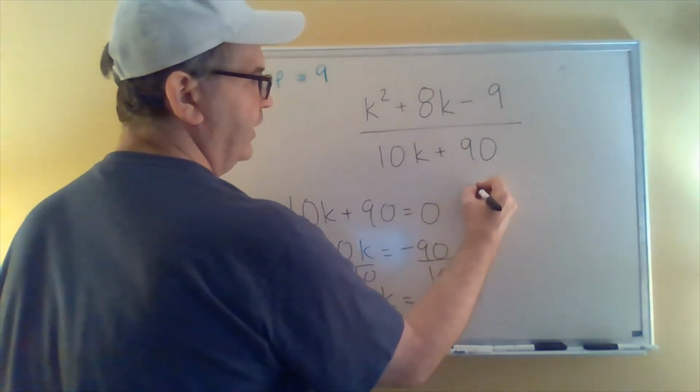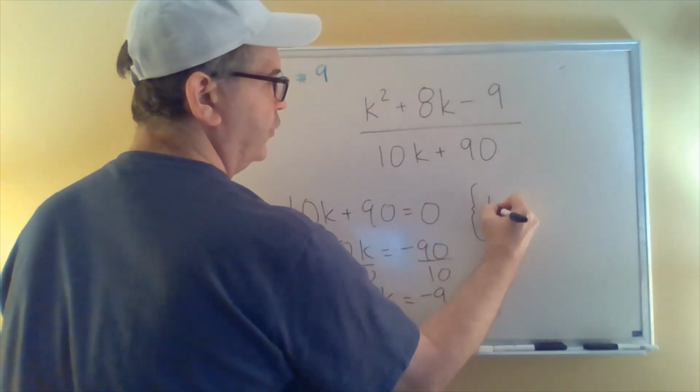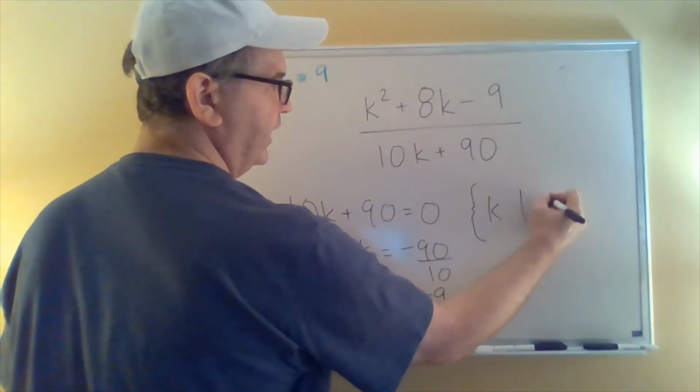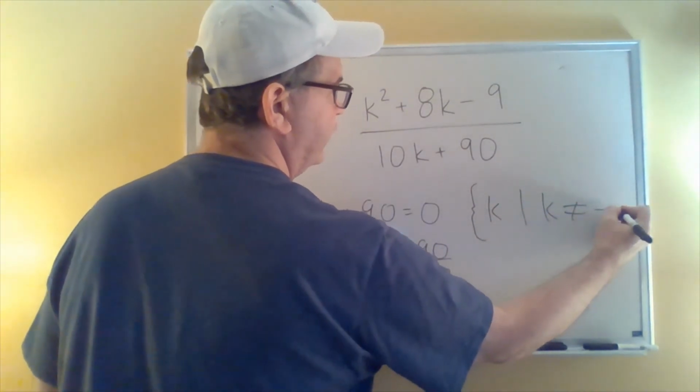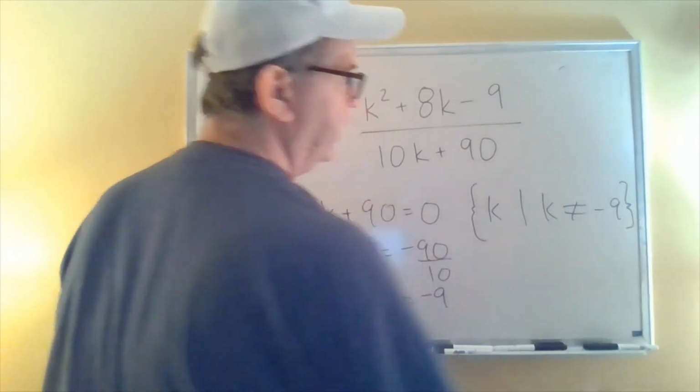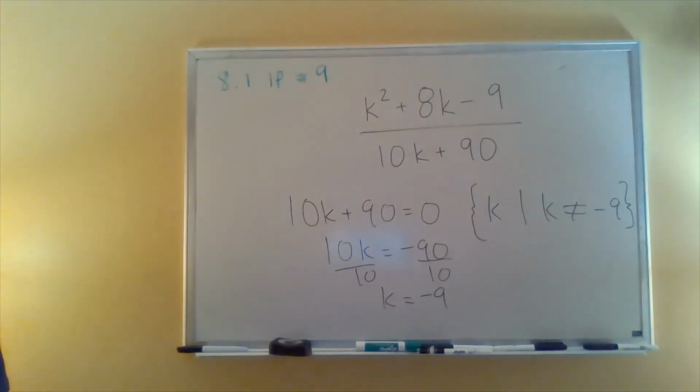So how do we write this? We'll put it in brackets. So it'll be all values of k such that k does not equal negative 9. And that's how we would write that in set notation.